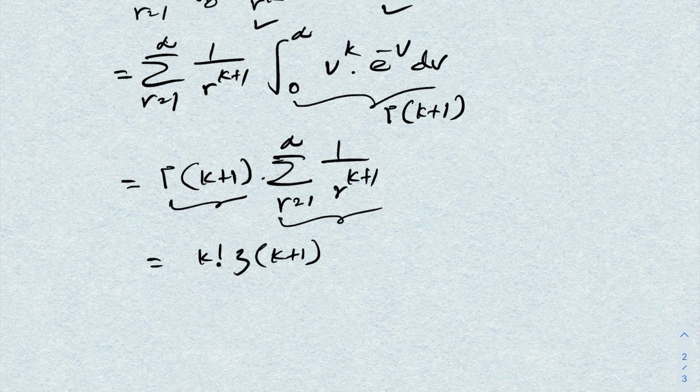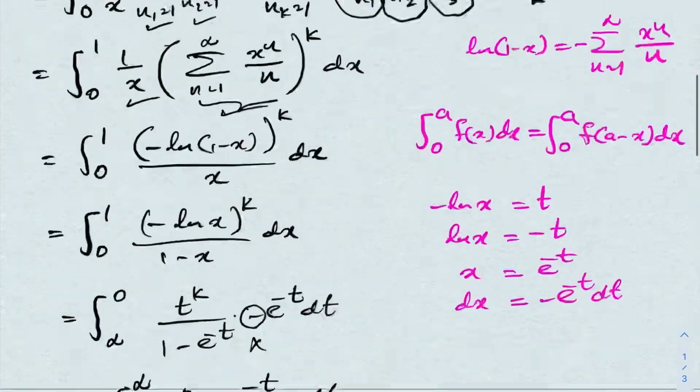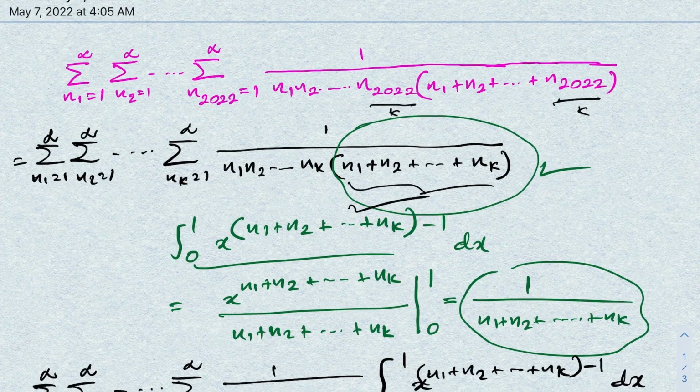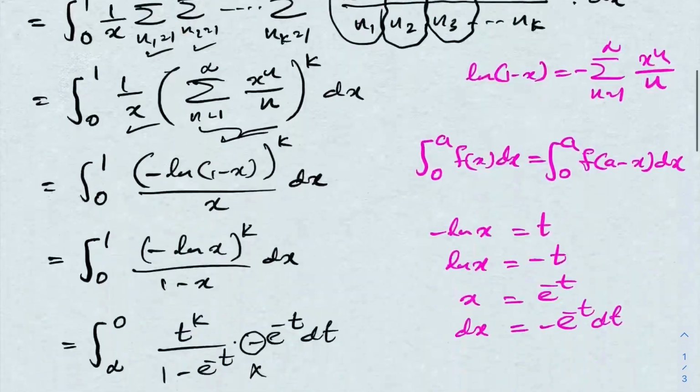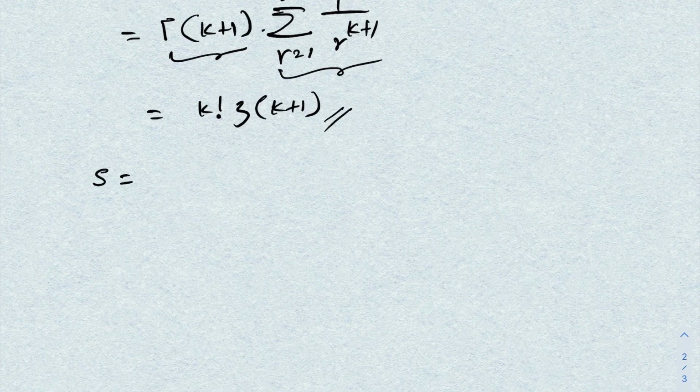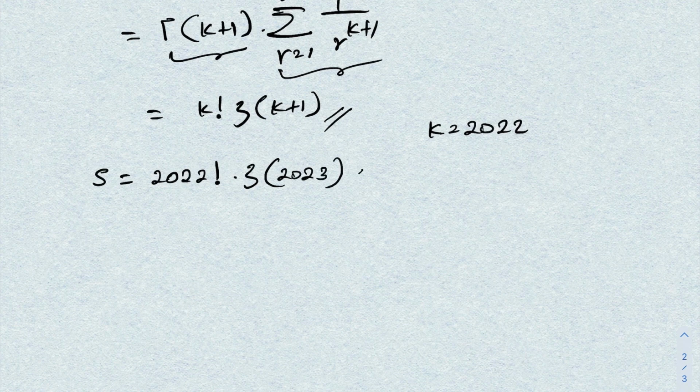Okay, this is the generalized answer. So for our question, instead of k, now we have 2022. If we take our sum equal to s, now we know s is equal to 2022 factorial times zeta of 2023. Okay, this is the answer.